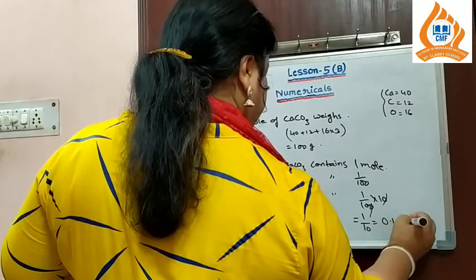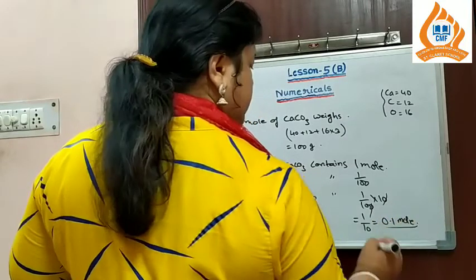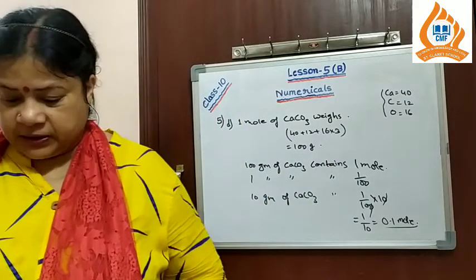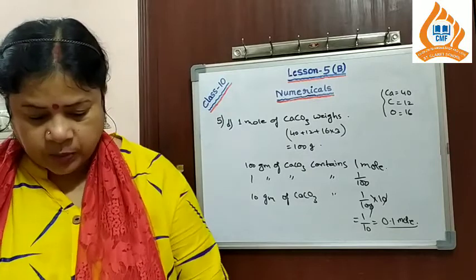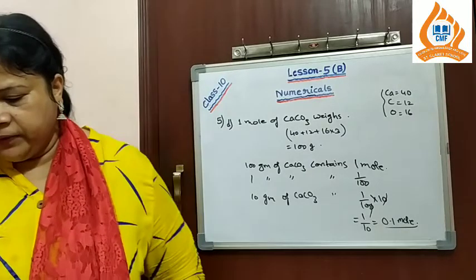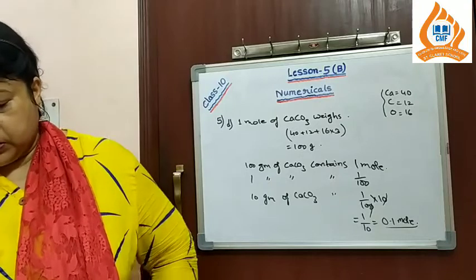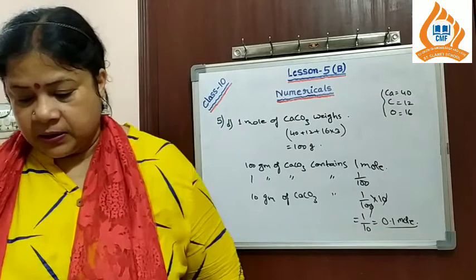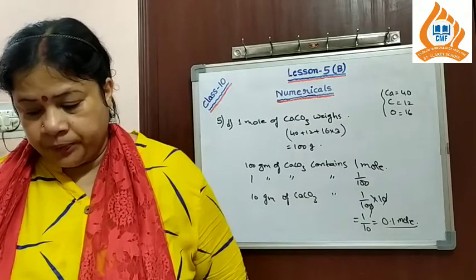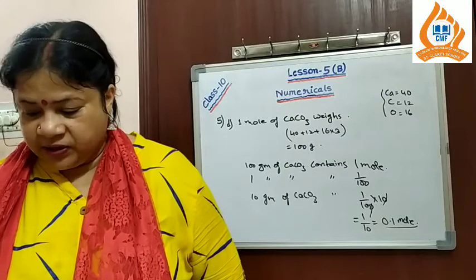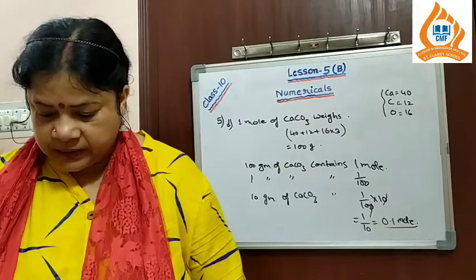This time we are finding what? Mole. This is the answer. Got it? So in this way we will proceed. Now coming to the next one. Number 6 is telling what? Which of the following would weigh the most? You have to take out all and then see which one is the highest. So 1 mole of H2O, 1 mole of CO2, 1 mole of NH3 and 1 mole of CO.